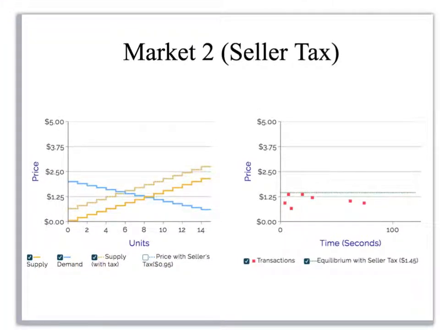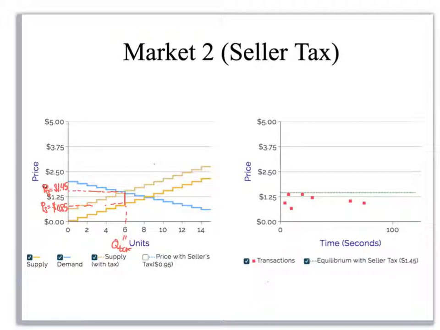So now in Market 2, when this tax of 60 cents is imposed, we would expect the price that buyers pay to be about $1.45, and the price that sellers receive to be about 85 cents, with the quantity equal to about 6.